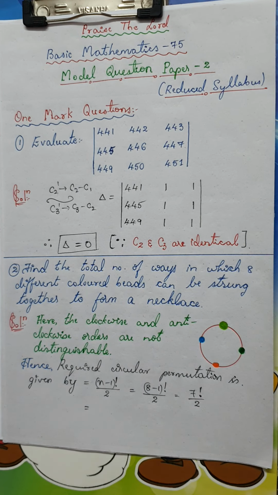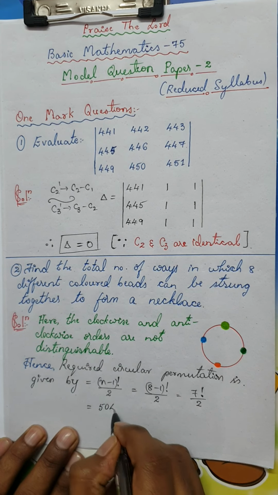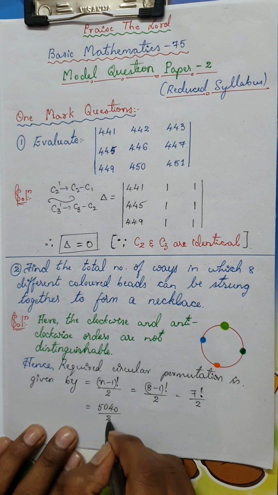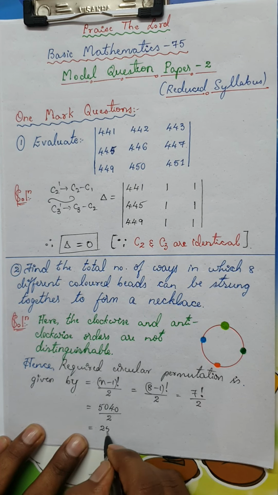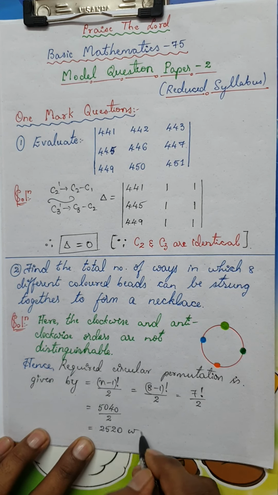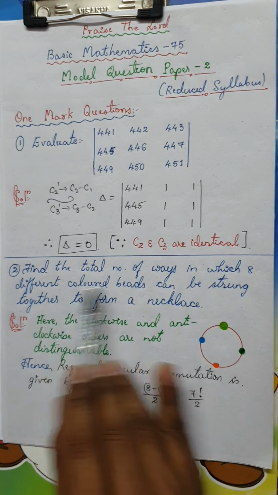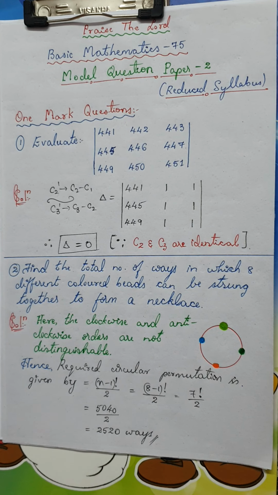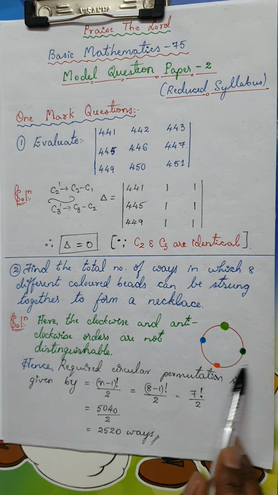What is 7 factorial? 5040, isn't it? So you can use your calculators. 7 factorial is 5040 divided by 2. That is nothing but 2520. So this is the total number of ways the 8 different colors of beads can be strung together into a necklace. Okay, remember, this is just for reference.